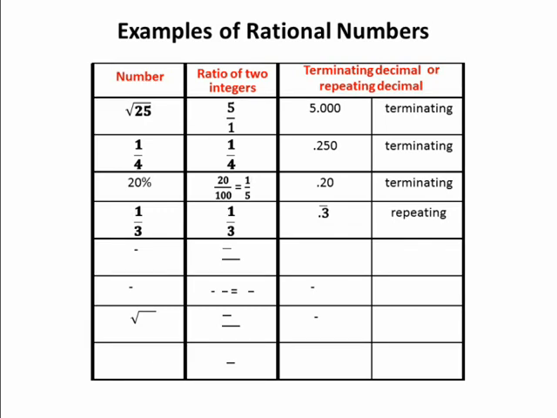0.3333 and so on. -8. Since this number can be written as a ratio of two integers, -8/1, this number is rational. It can be expressed as a terminating decimal of -8.0. -2.5. Since this number can be written as the ratio of two integers, -5/2, this number is rational. It is already expressed as a terminating decimal of -2.50.